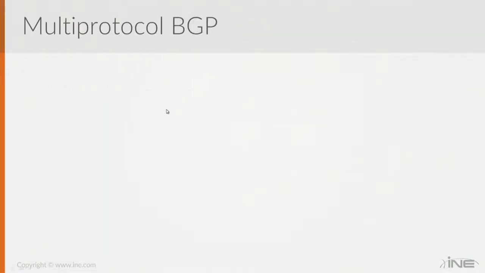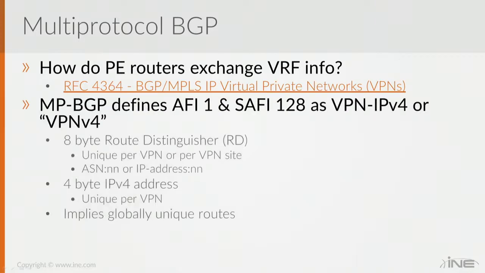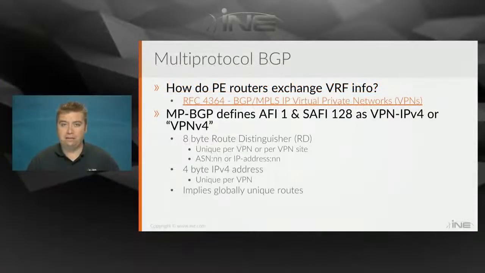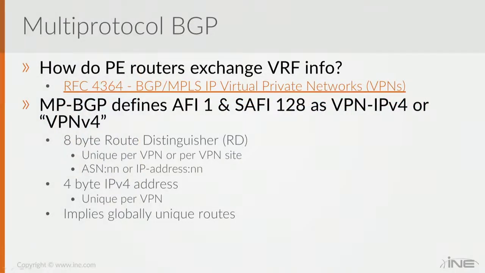Now, specifically, the way that we're going to be exchanging the updates between the provider edge routers is an extension to BGP that's defined in RFC 4364, which is BGP for MPLS virtual private networks, where specifically this is going to be a new address family identifier and sub-address family identifier, which is 1/128, which we commonly refer to as simply VPN v4. Now, VPN v4 routes are going to be adding a key attribute to the update, which is what we call the route distinguisher, or the RD.